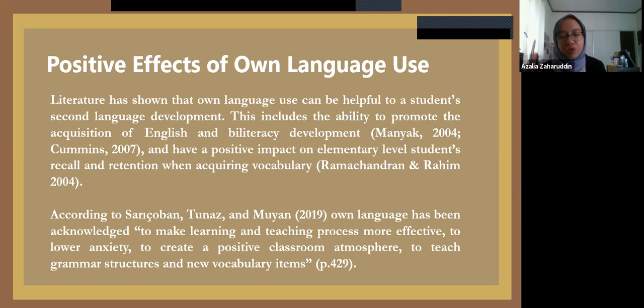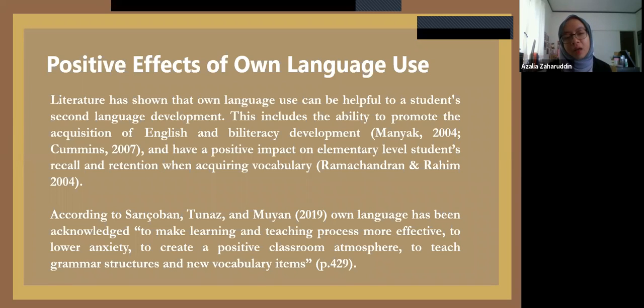Those all focused on English-only classrooms, as English is the big example, but for other classrooms as well. Even in the Japanese field, we have Chokusetsuho, which is the direct method, where you really just focus on using the target language only, and you do not allow use of own language in the classroom. But as of recently, literature has shown that own language can be helpful to students' second language development.